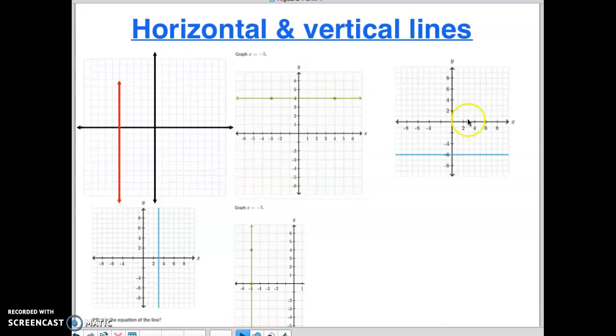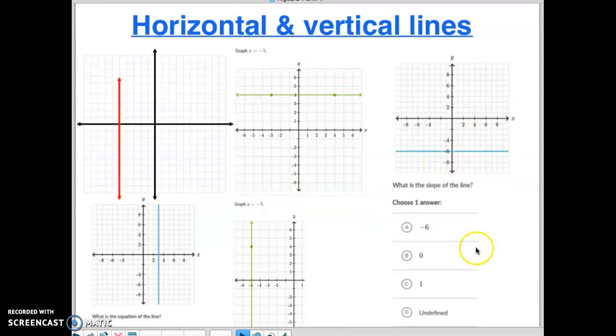Okay, it'll give you different questions. It'll give you this one here, and it'll say multiple choice. Which answer is correct? Well, what's the slope of a horizontal line? Slope is 0, so it would be letter B. That's all it is, guys. Should be a pretty quick one.